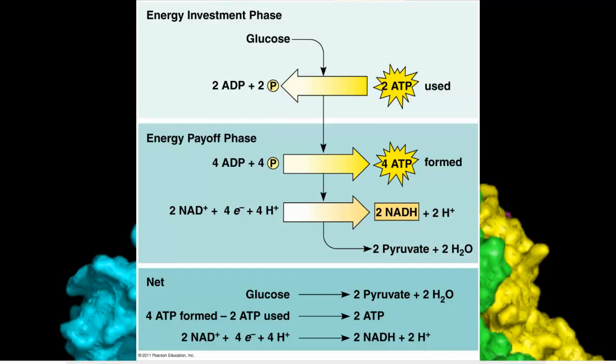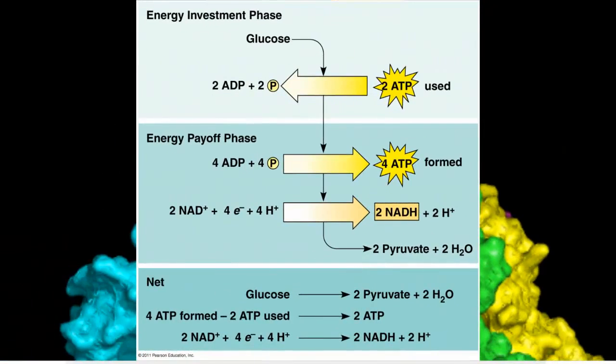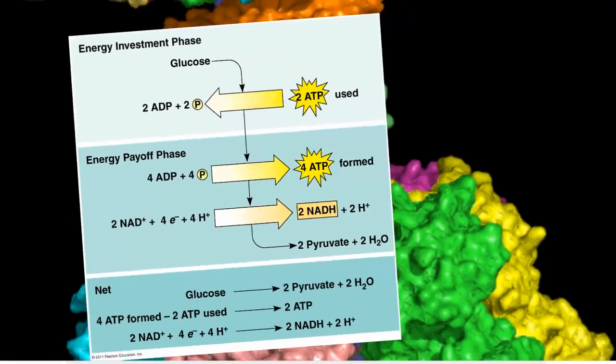Just like Hank told us, there are two phases of glycolysis, the investment phase and the payoff phase. In the investment phase, ATP is added and glucose is broken down into 2 3-carbon sugars. Don't worry about the intermediate steps you see here, just the big idea that we are going from 1 6-carbon sugar to 2 3-carbon sugars. We then begin the payoff phase.